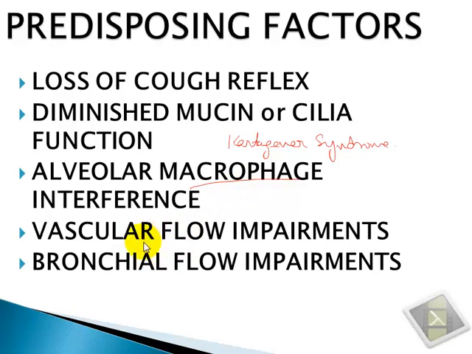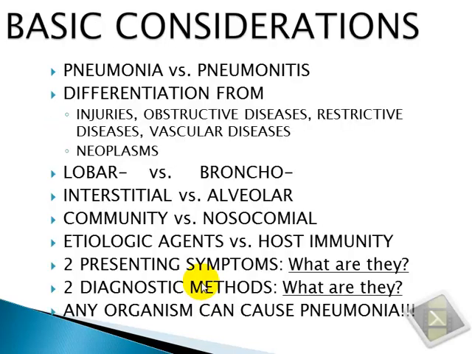Anything that goes wrong with the vascular flow, or with the bronchial airflow, matters. When you have some obstruction in the blood vessels, it will lead to ischemia, and of course ischemia leads to infections. Obstruction of the bronchial airflow may also lead to pulmonary inflammations or pneumonias.